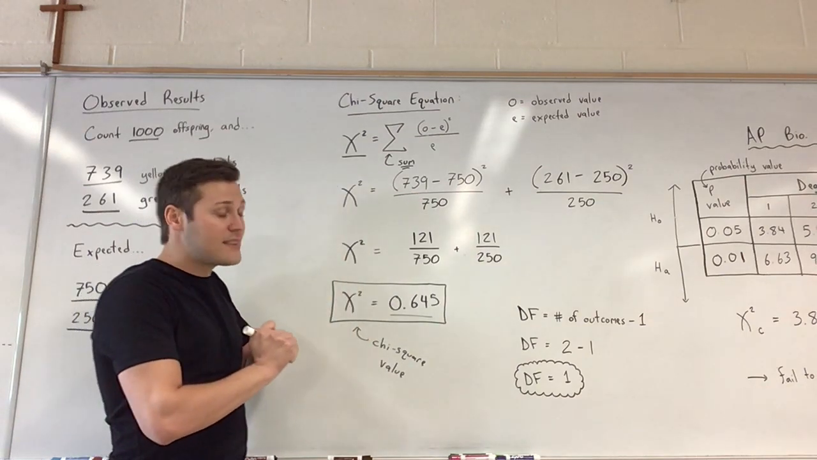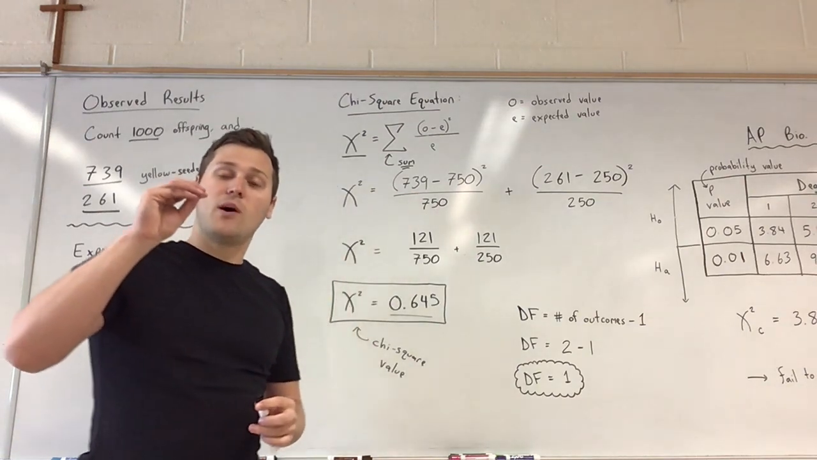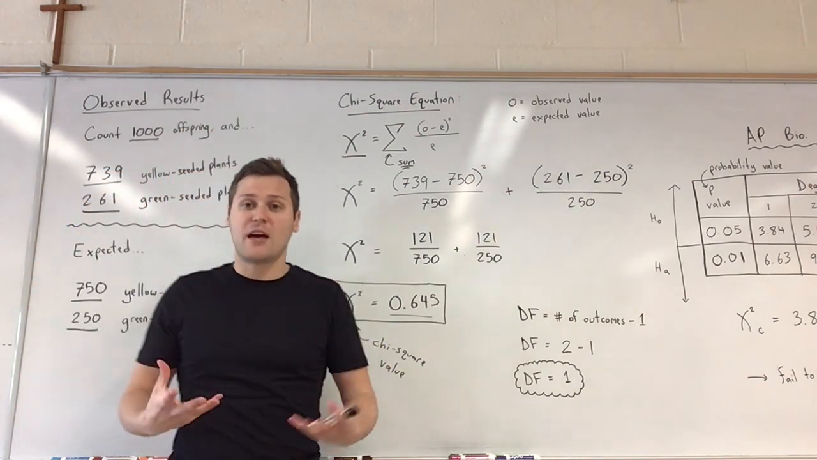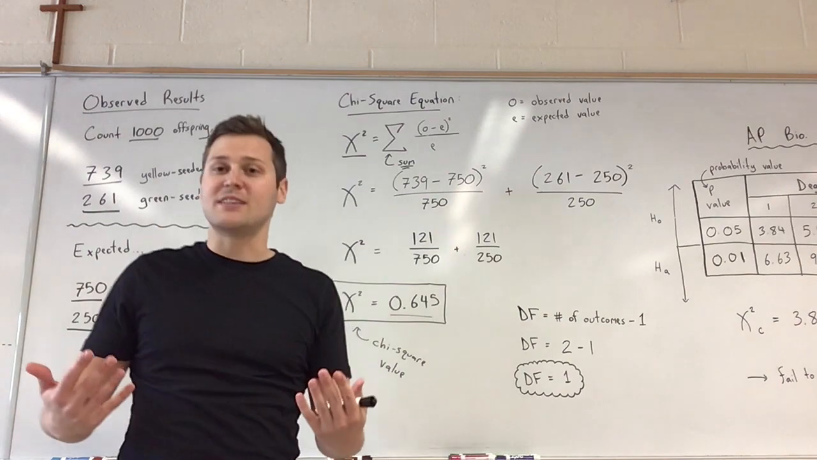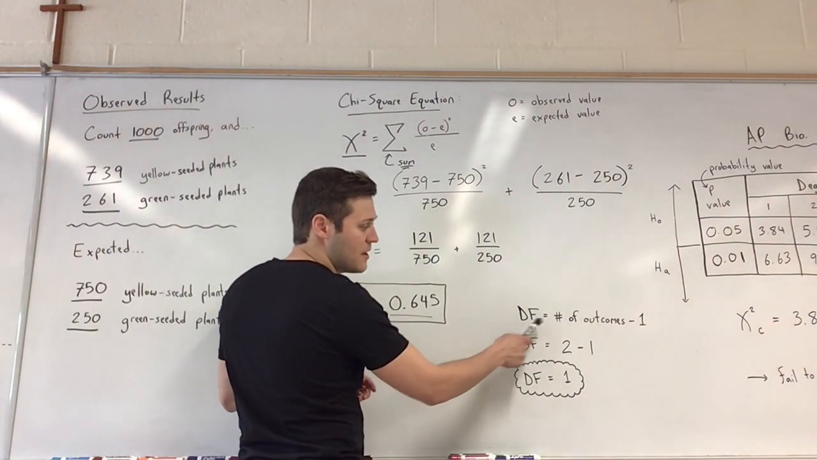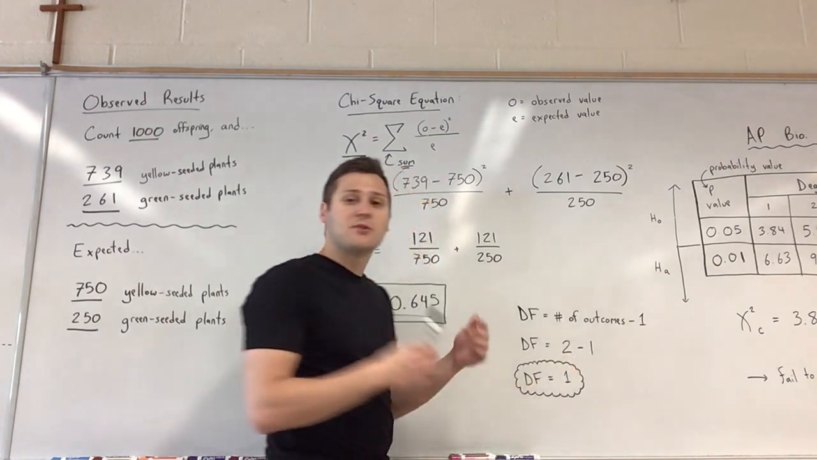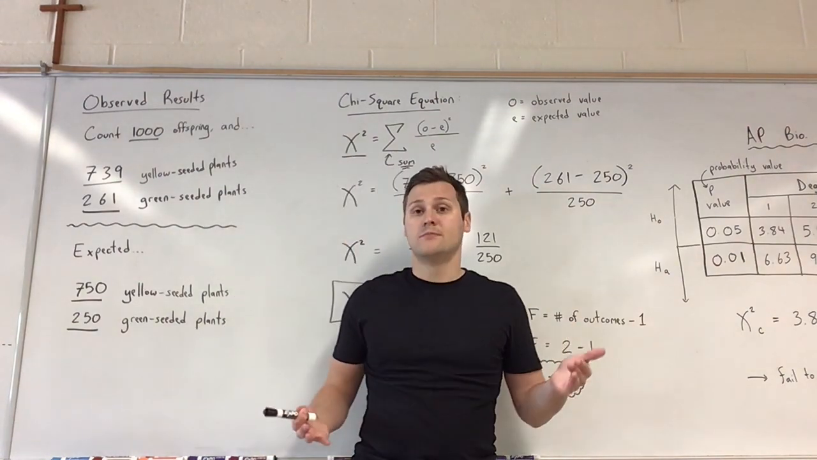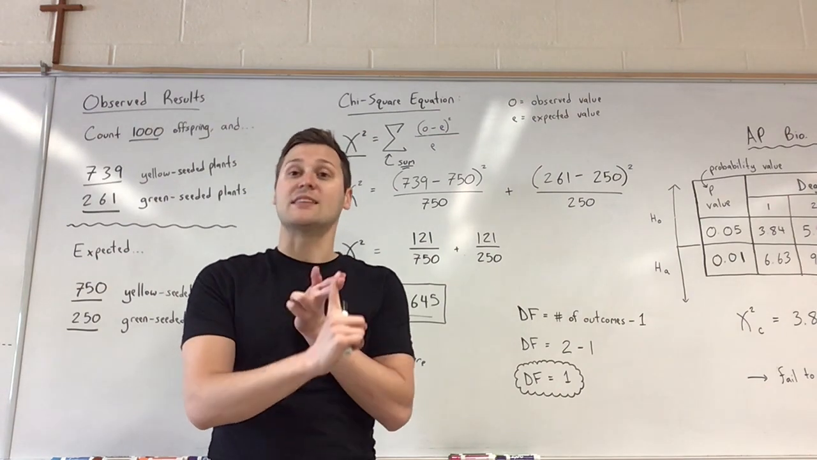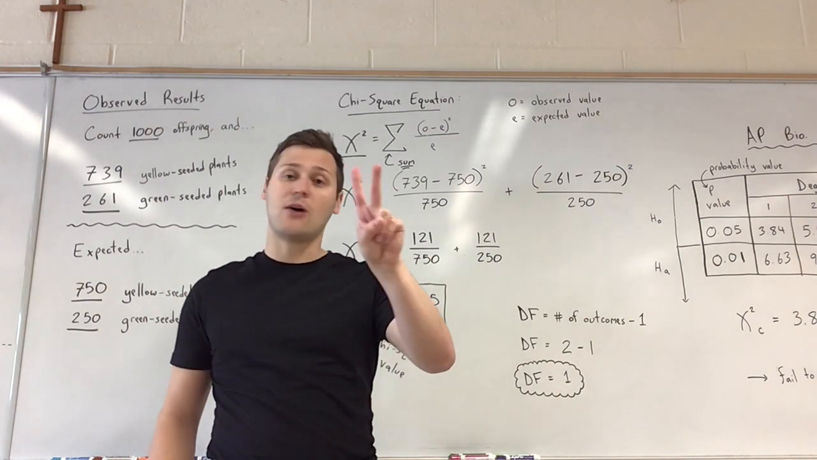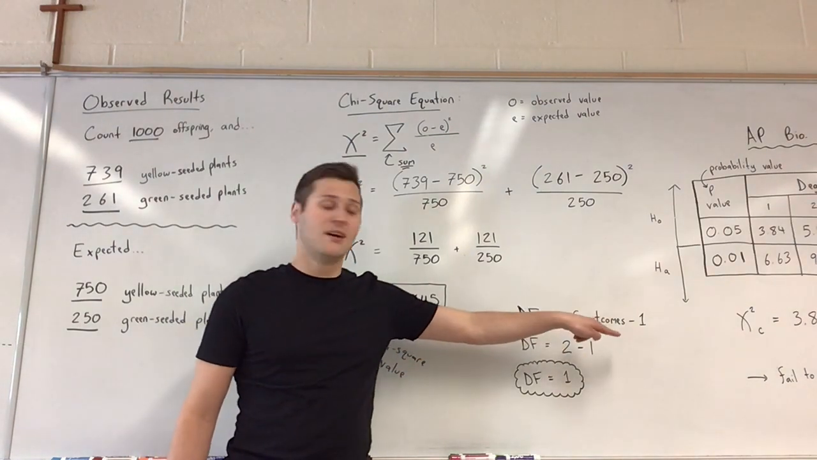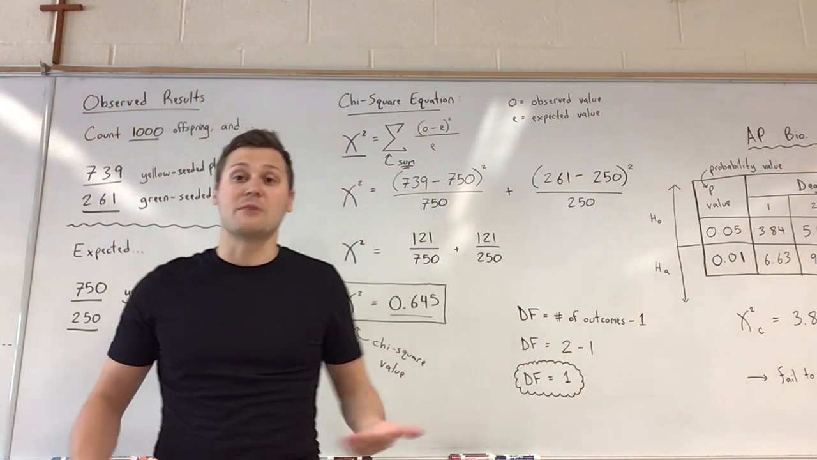But before we look at that table, I also want you guys to know how to calculate degrees of freedom. So that's another value that you need to calculate, and it's super easy to calculate. All you have to do is say the degrees of freedom is equal to the number of possible outcomes minus 1. So in this case, we could have gotten yellow seeds, or we could have gotten green seeds. So we have 2 possible outcomes. So we do degrees of freedom equals 2 minus 1, which in this case, our degrees of freedom is 1.